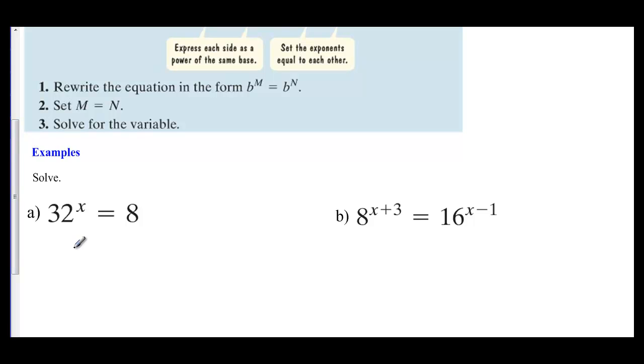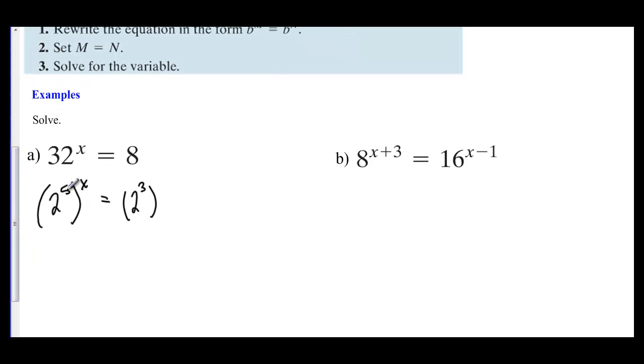For our first example, we have 32 to the x equals 8. Now obviously these are not the same base, but we can rewrite 32 and 8 in base 2. So 32 is the same thing as 2 to the 5th power, and 8 is the same as 2 to the 3rd power, or 2 cubed. Now using our exponent rules, we multiply the 5 and the x. So we're going to have 2 to the 5x equals 2 cubed.